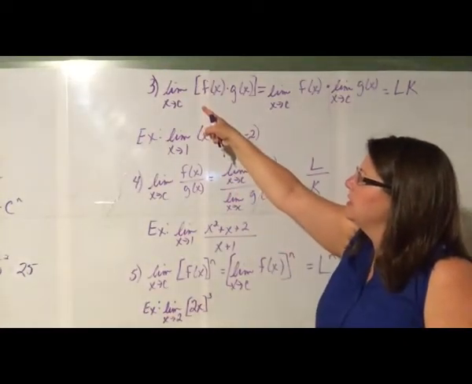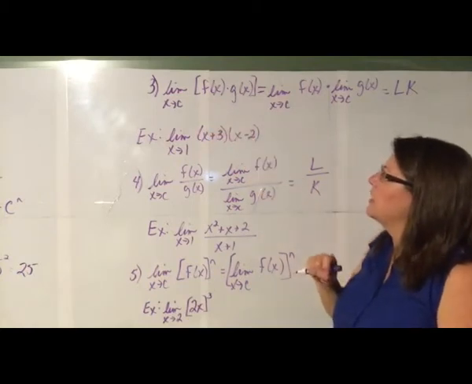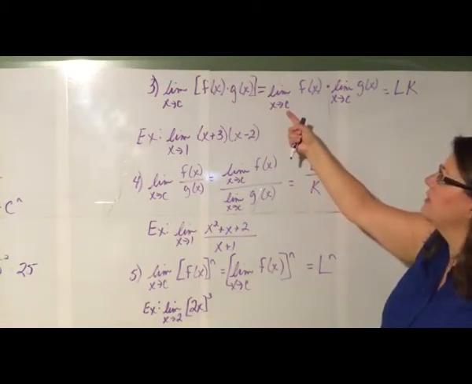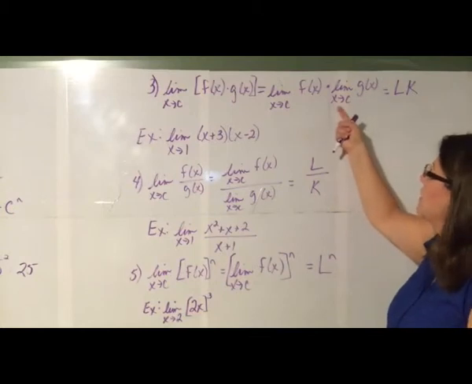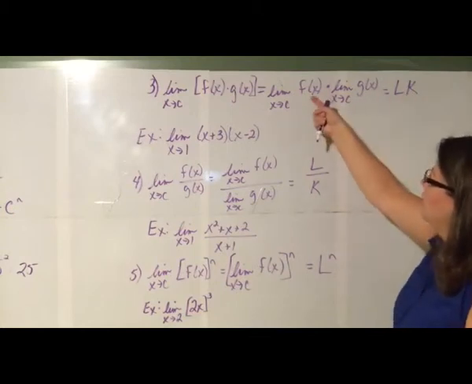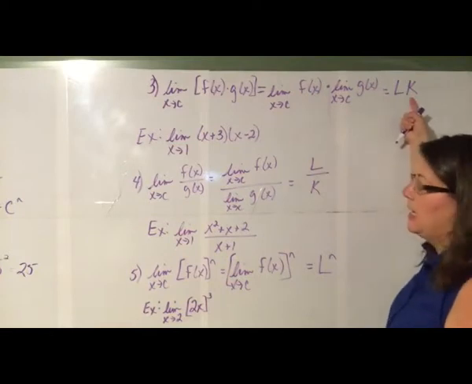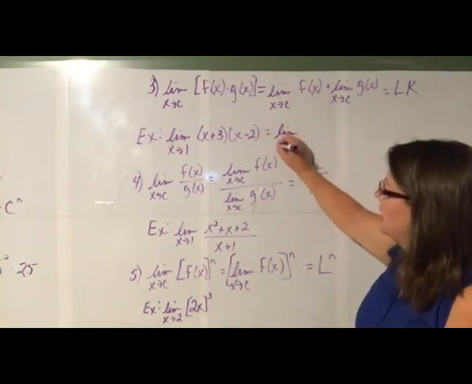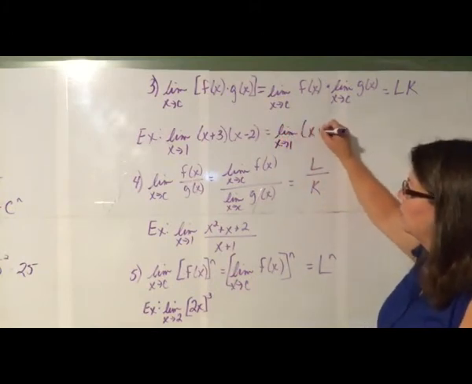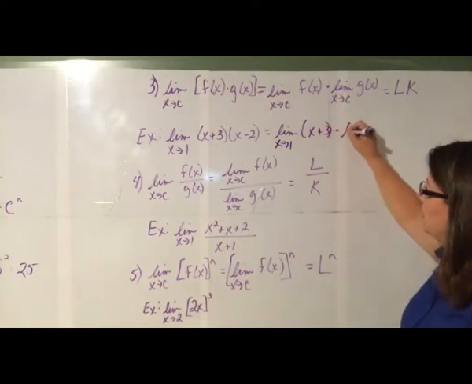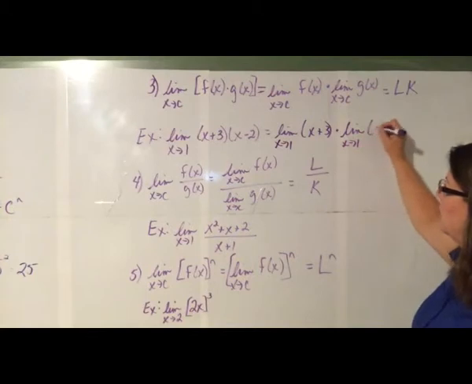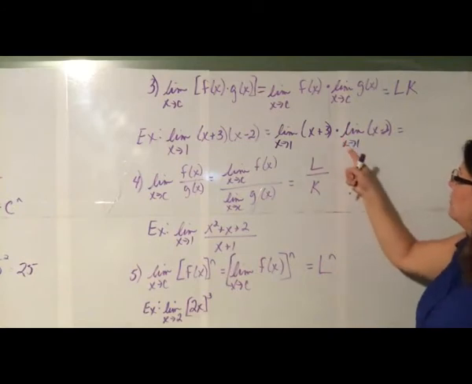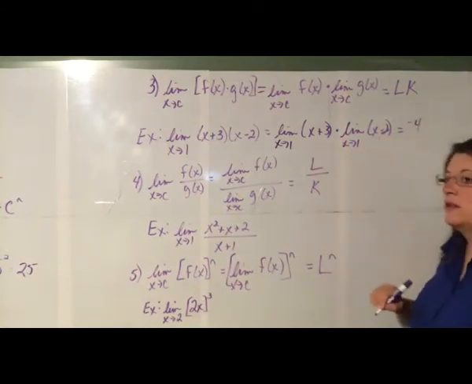We're looking at the limit of f of x times g of x as x approaches c. That can be separated just like we did for addition and subtraction. So that's the same as the limit of f of x as x approaches c times the limit of g of x as x approaches c. So that would be the f of x limit L times the g of x limit K. So if I have something like this, basically all that is saying is that I can separate that into 2 separate problems. The limit as x approaches 1 of x plus 3 times the limit as x approaches 1 of x minus 2. And then if I do direct substitution, I would have 4 times -1, which is -4.